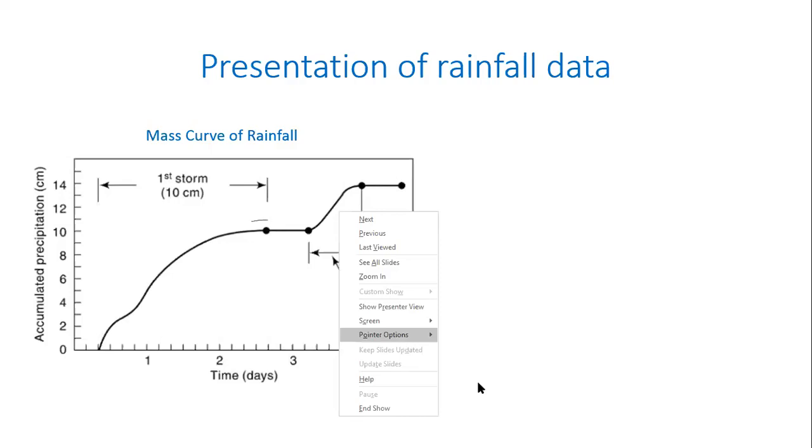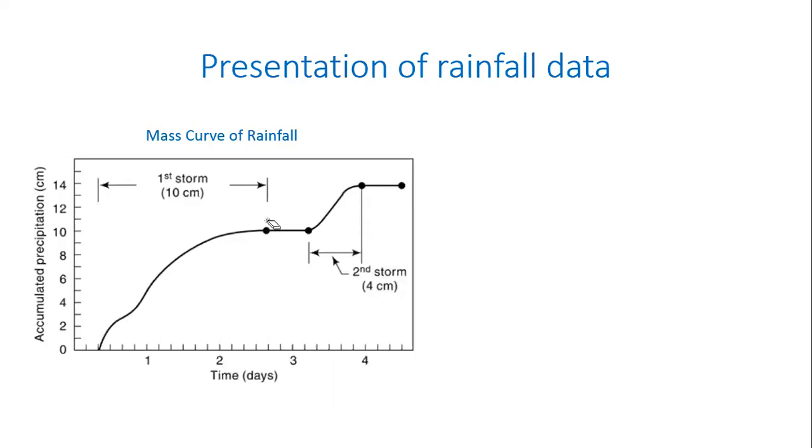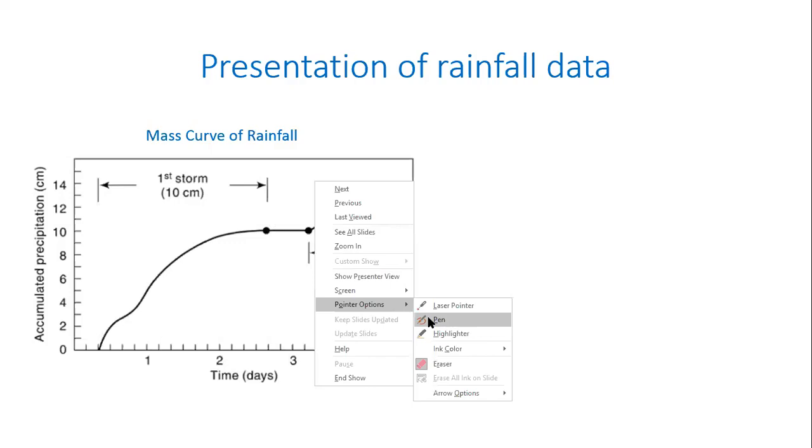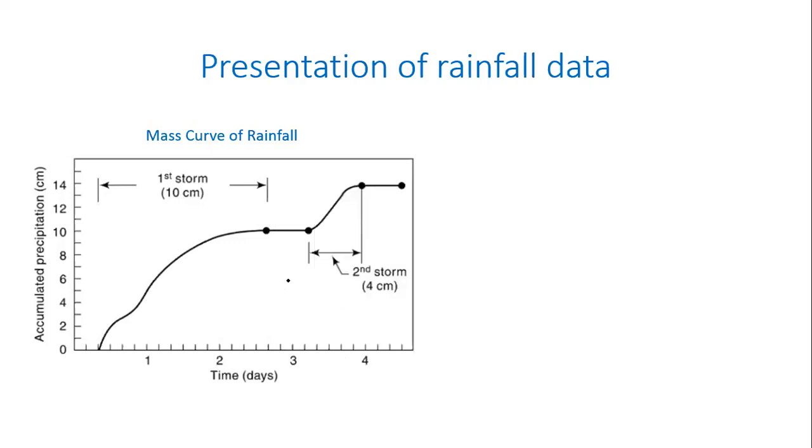So it's fairly obvious. There's nothing much to explain here. So here you see the first storm. The first storm starts wherever the precipitation starts to accumulate. Between time 0 and this second tick mark, there was no rainfall, right? Because the accumulated water depth remains at 0. And then from this point onwards, it starts to go up, and up to this point, it keeps rising.